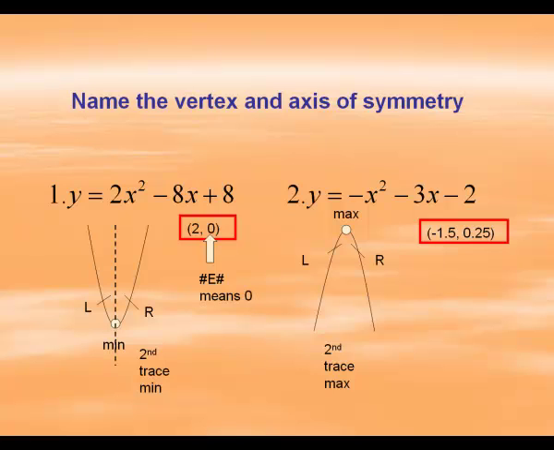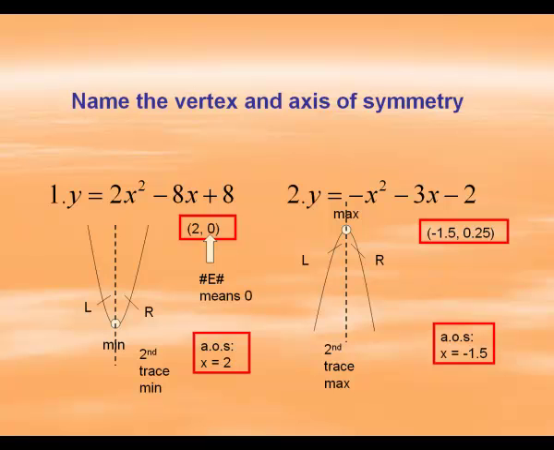Now the axis of symmetry is the vertical line that cuts our parabola in half. It goes through the x value of the vertex. So here the axis of symmetry for number 1 would be x equals 2, and for number 2 the axis of symmetry would be x equals -1.5.